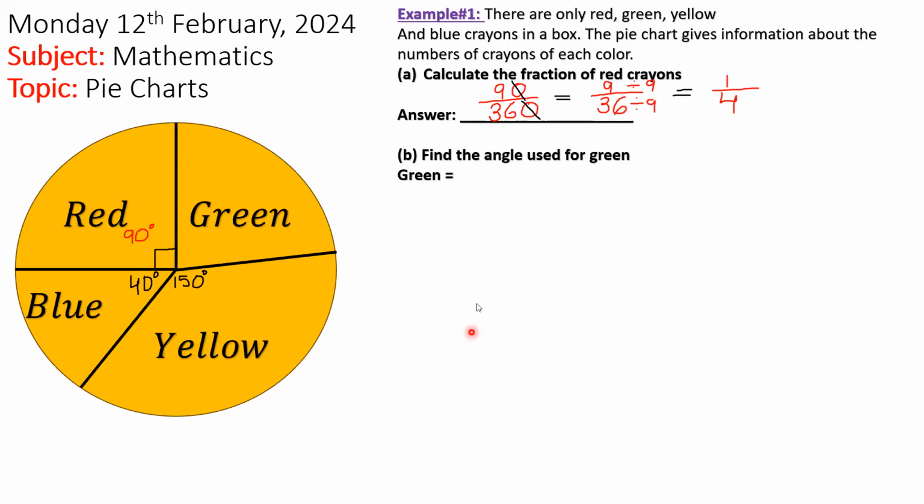That's what you're saying? Yes, sir. Okay, good. And that's exactly why. Why are we subtracting from 360 though?